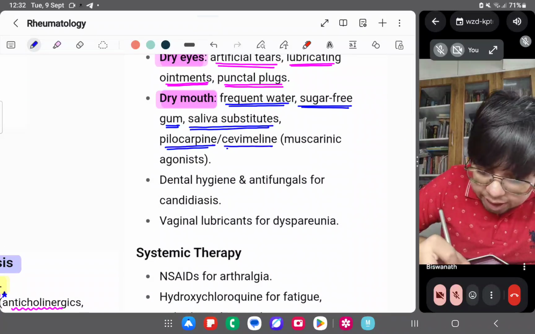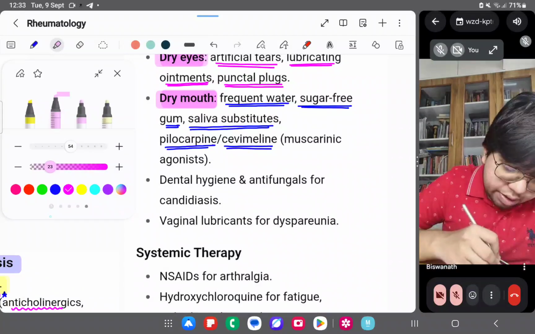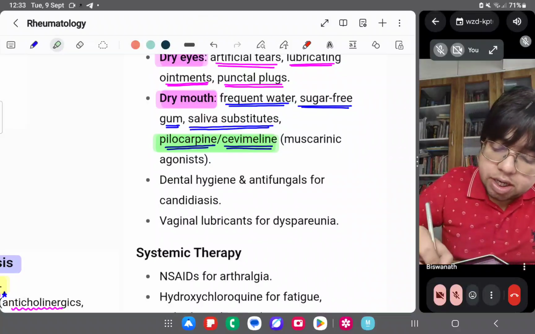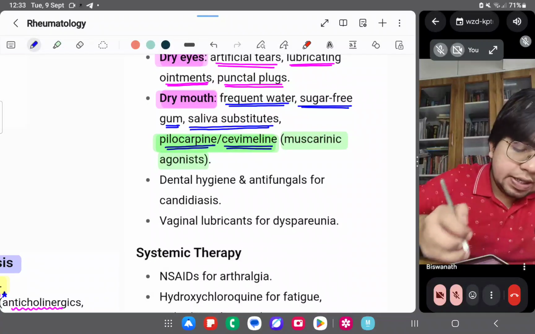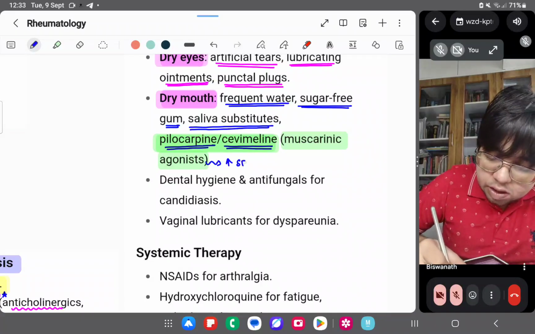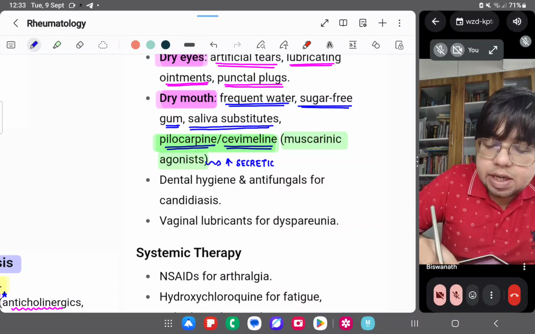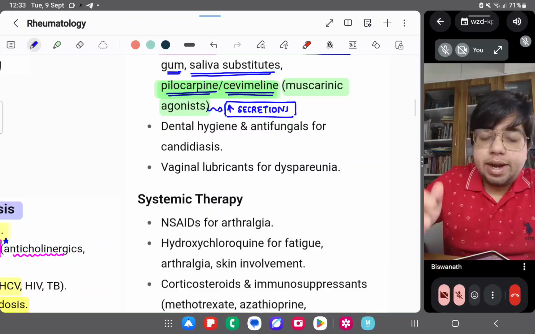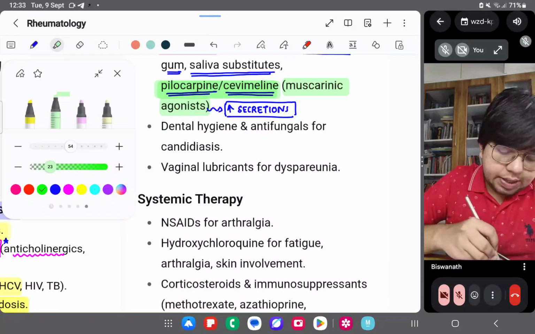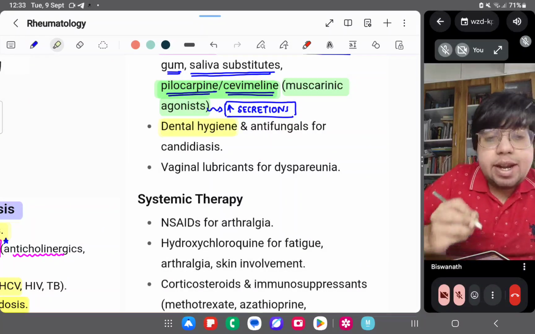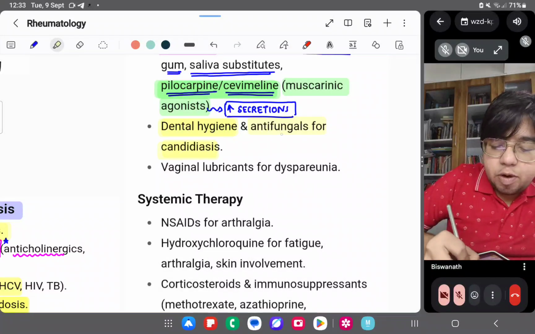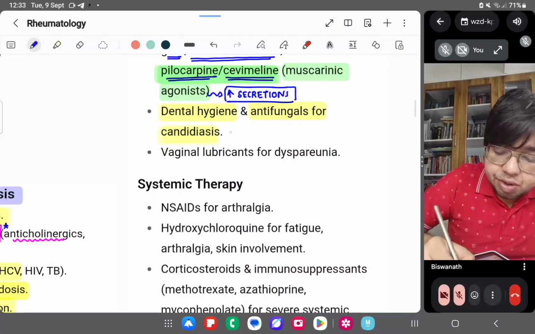Pilocarpine or cevimeline. Cevimeline is a very good drug here. Cevimeline is a muscarinic agonist. It will increase the secretions. And dental hygiene. That is prevention of dental caries. Dental caries are common here, right? Antifungals for candidiasis, in case of oral thrush.